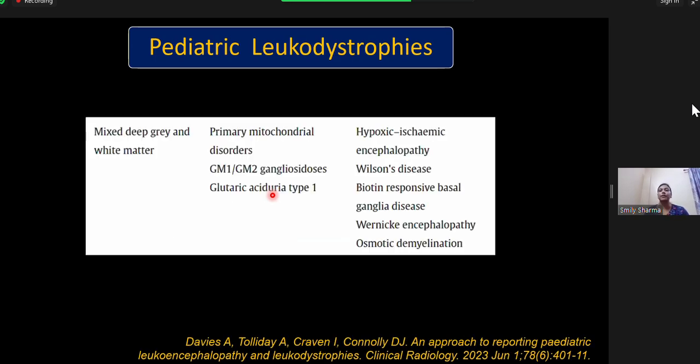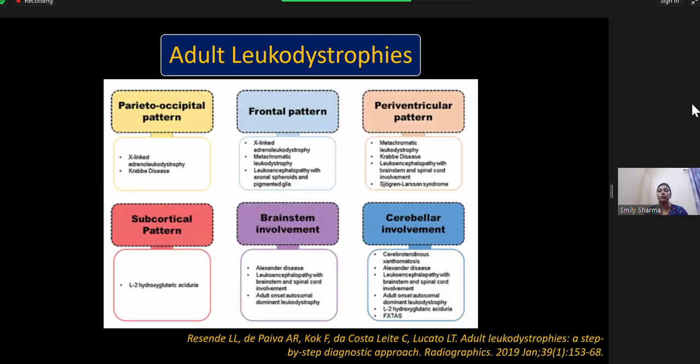Then, similar to the pediatric, we have adult patterns of leukodystrophies. This is an image from a recent article from RadioGraphics. It is a very good article and gives an approach to leukodystrophies which present for the first time in adults.